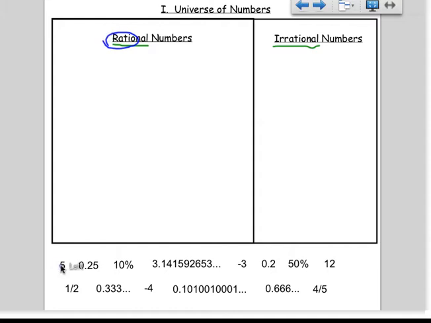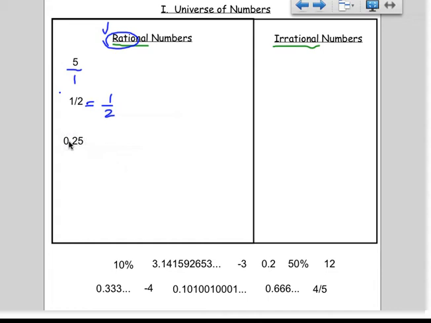So this first one, 5, is a rational number because it can be expressed as a ratio. 5 is the same thing as 5 over 1, which is a ratio. So whole numbers are rational numbers. The second one you see, 1/2, is definitely a rational number because it already is a ratio, 1 over 2. Fractions are rational numbers.